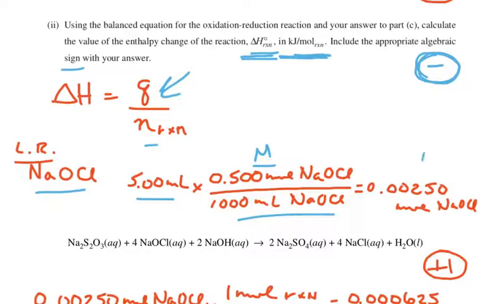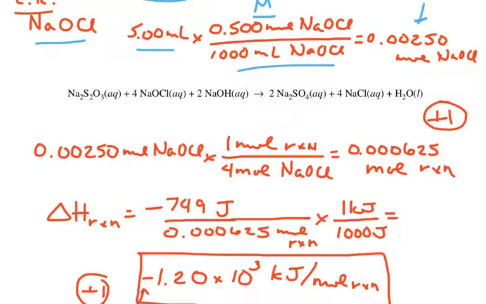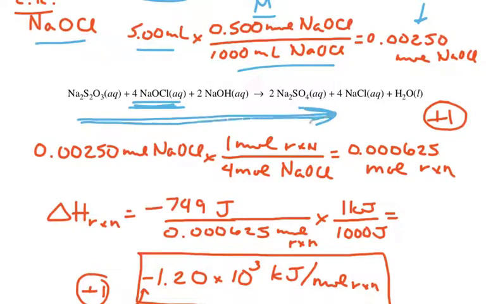So we get 0.00250 moles of NaOCl. But that is not this moles, okay? That's the moles of the chemical, but we had to go back and look at the reaction, and it takes 4 moles of NaOCl in order to get 1 mole of the reaction as written. So when we say moles of reaction, we mean for this guy as written.